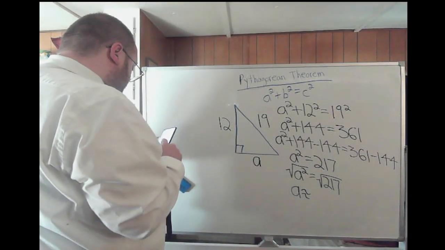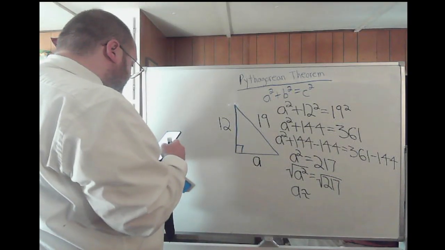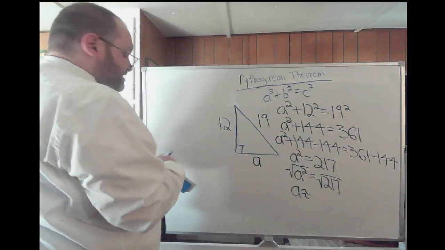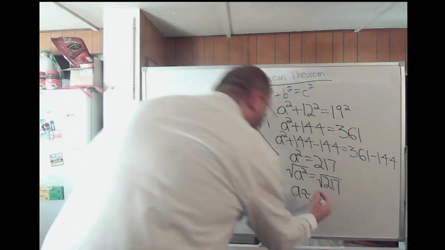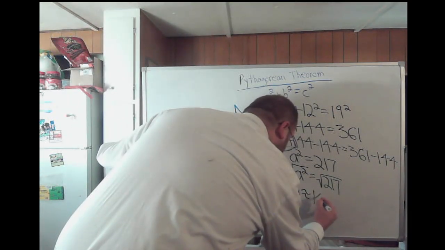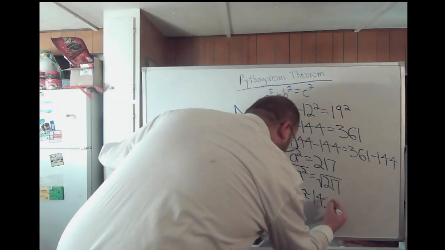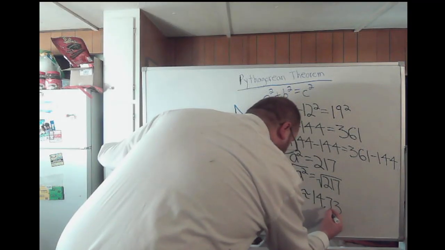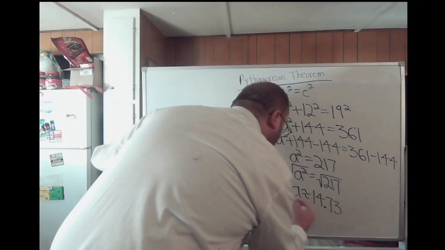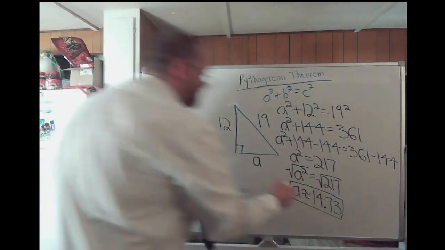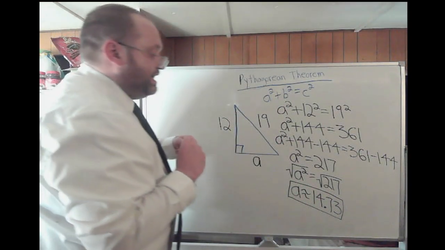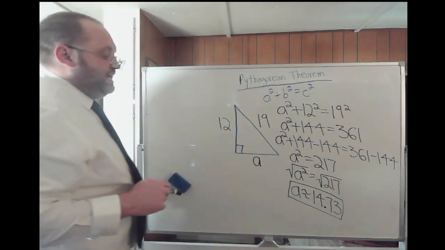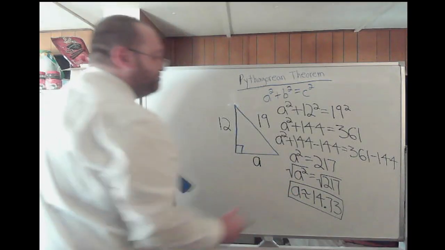Okay. Let's do the square root of 217 to 2 decimal places. That is approximately equal to 14.73. So you'll get a is approximately equal to 14.73. That'd be the length of leg a, approximately 14.73.